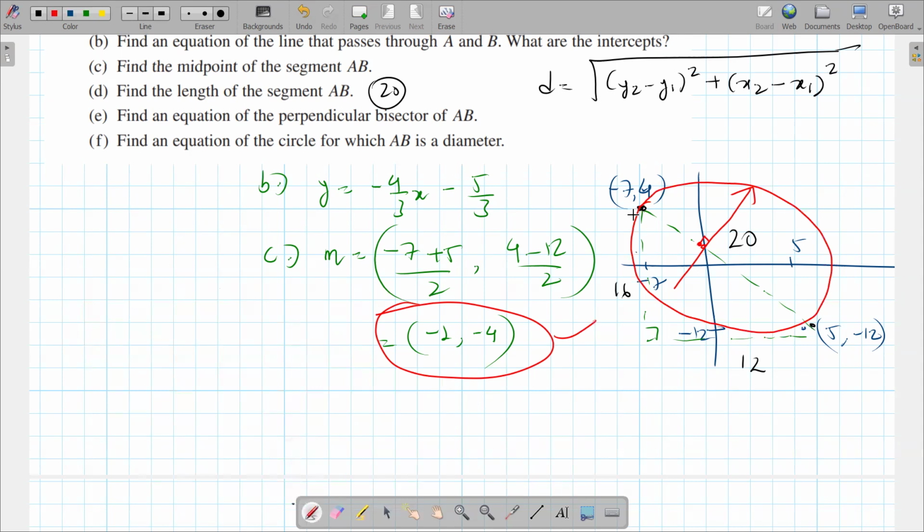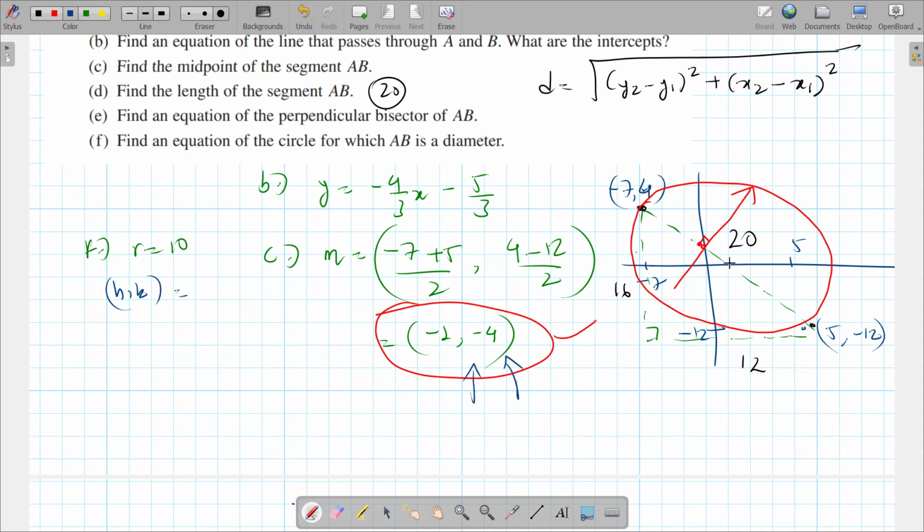The diameter is 20. It's 10, right? So we already know the r value. For part F, the r is going to be 10 units. Do we know the center of the circle? It's going to be the midpoint between those 2 points. We already have it. h comma k is this right here.